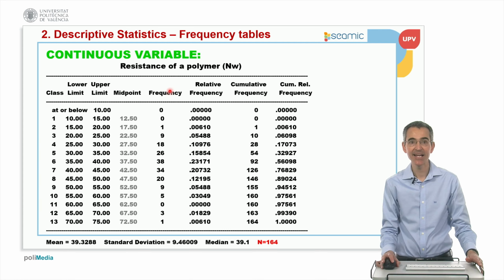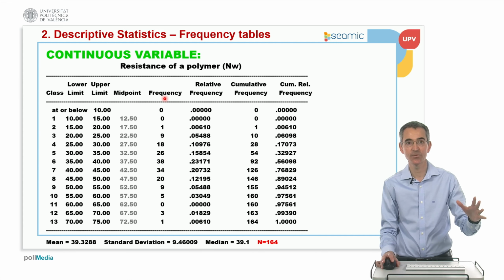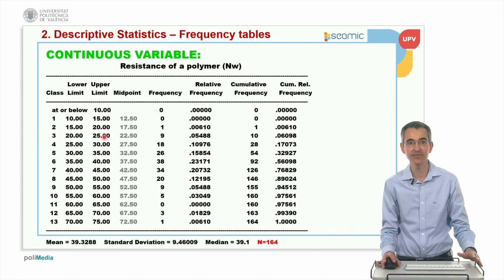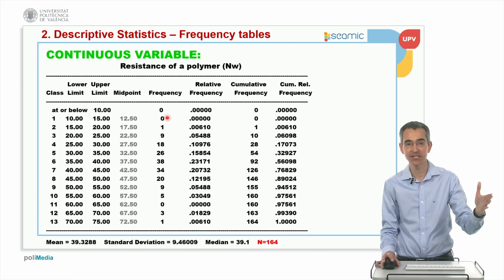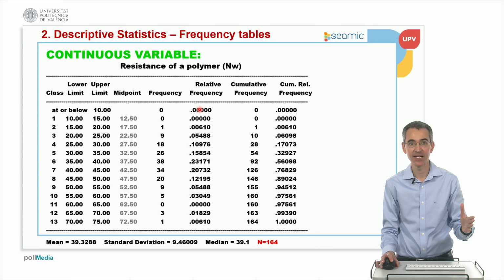Okay, then I count the number of values which were included within every interval. Okay, for example, between 20 and 25, I have 9 values, or between 25 and 30, I have 18 values. Okay, good. This is absolute frequency. If I sum, in total, I have 174 values. So if one of these values is divided by 174, I will have the relative frequency. For example, here I have that 5.5% of the values are comprised between 20 and 25.